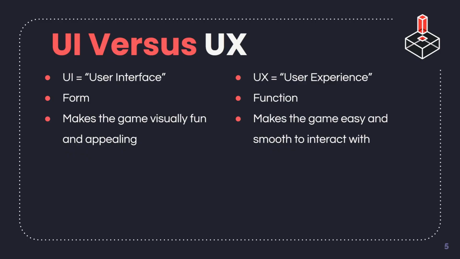So UI is the user interface. It is the visual form of the game. It's all of the menus and buttons and things you can click. Having good UI means that your game is visually fun and appealing. It's the appearance of everything in your game. The UX is the user experience. It's the function of the game. Having good UX means that your game is easy and smooth to interact with.